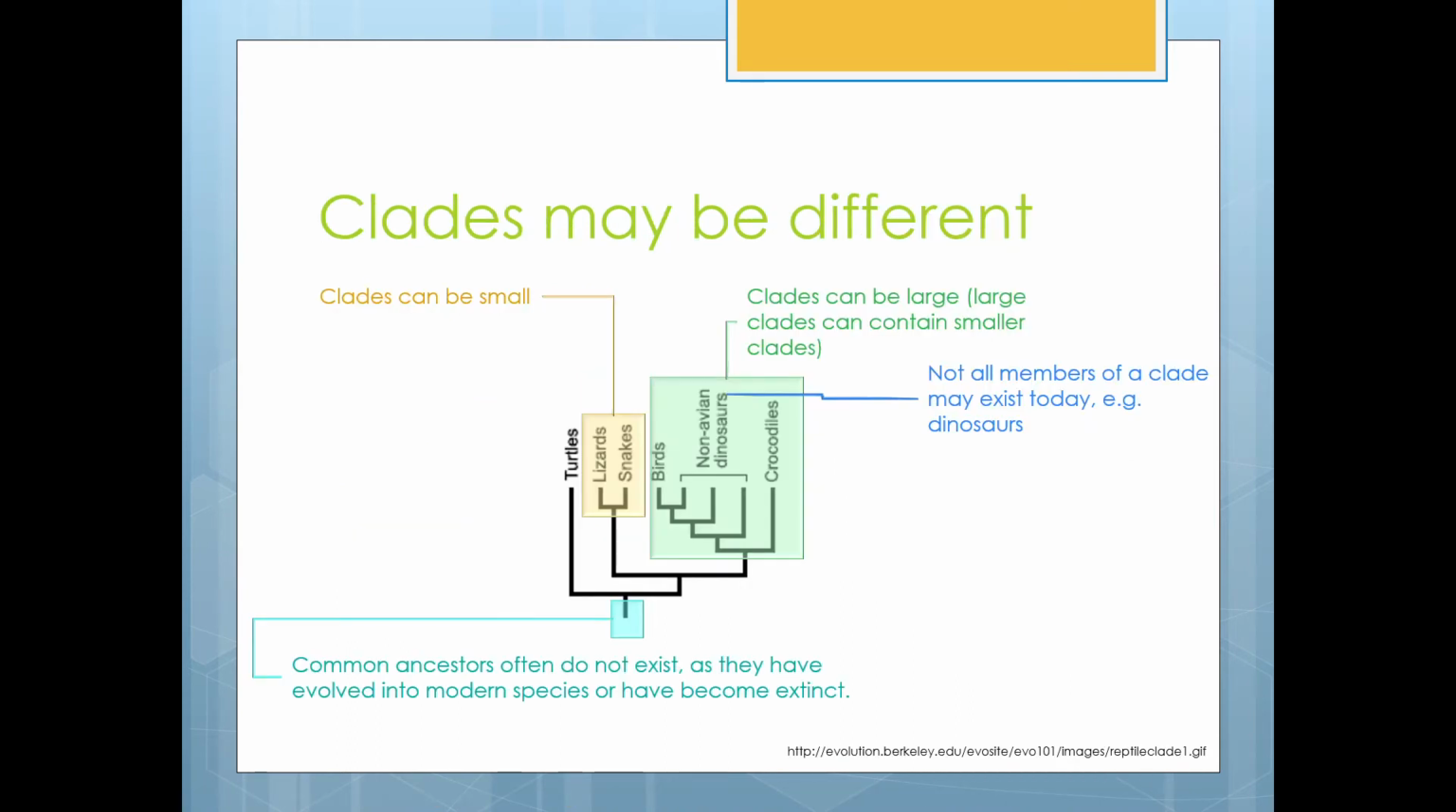Clades may be of different sizes and different ranges. They can be really small, and sometimes they can be very large. It depends on how you want to define them.